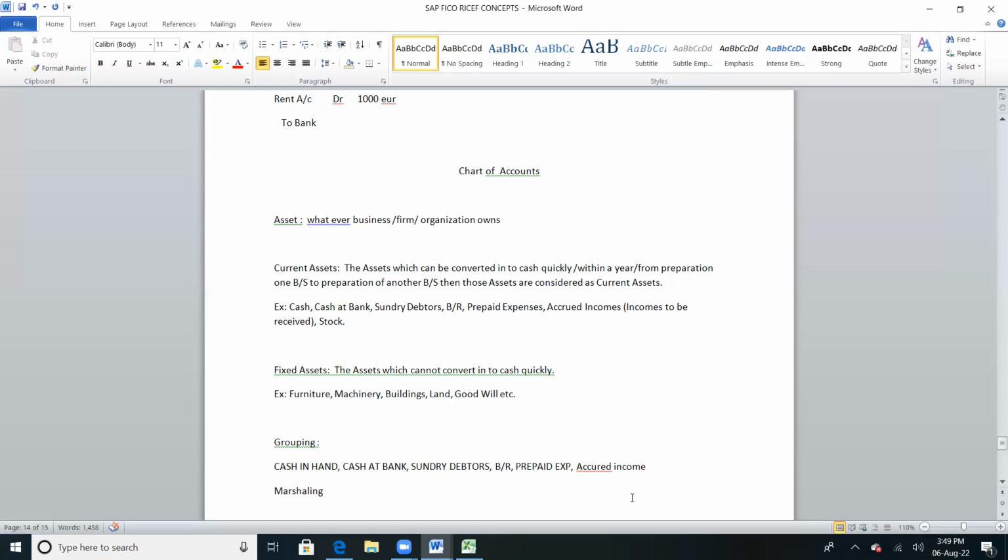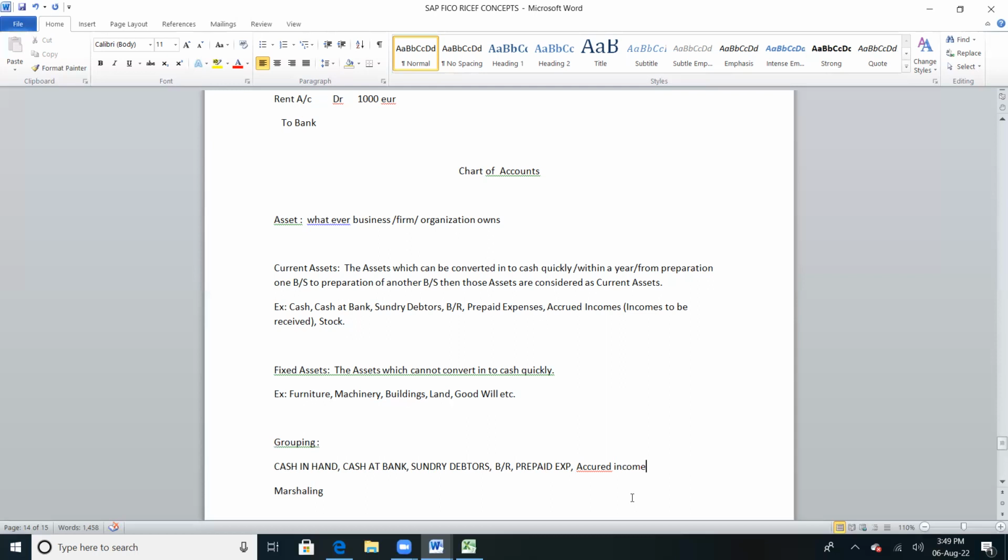Current liabilities are the liabilities which we need to pay within a year's time. And what do you mean by long-term liabilities? Long-term liabilities are those whose due for payment will not fall within a year's time.